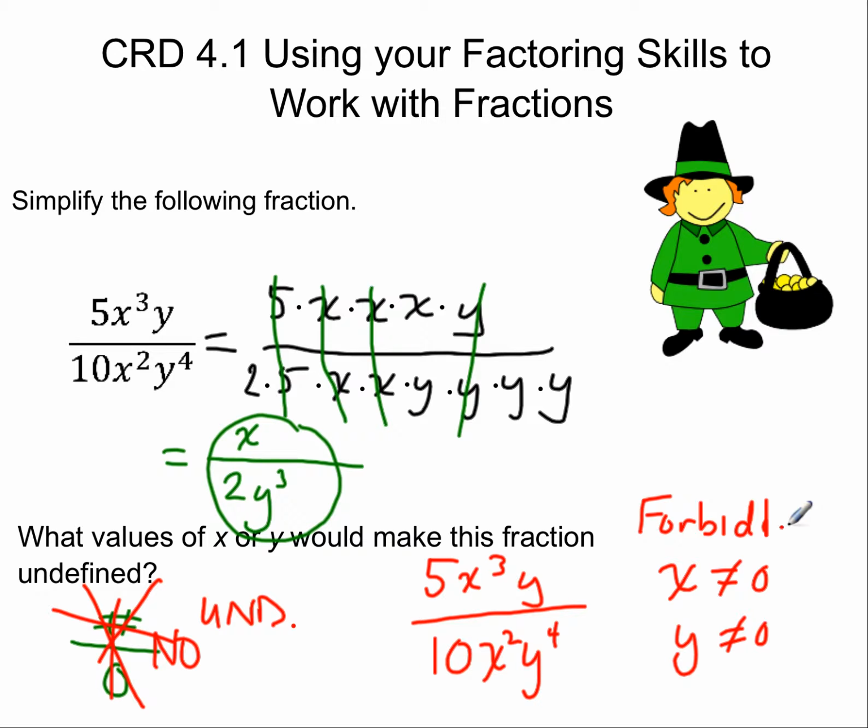Forbidden values of x and forbidden values of y. I call it restrictions, and I'll use both terms. I think forbidden values is not really a mathematical term, but I could be wrong. Restrictions is the one that I've always seen and used before. So either way, what's going to make the denominator turn into 0?